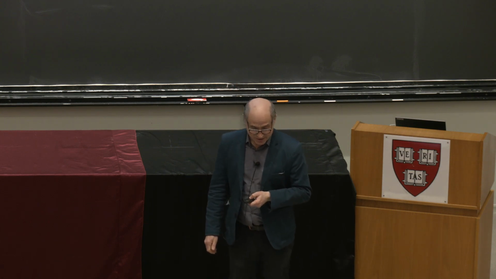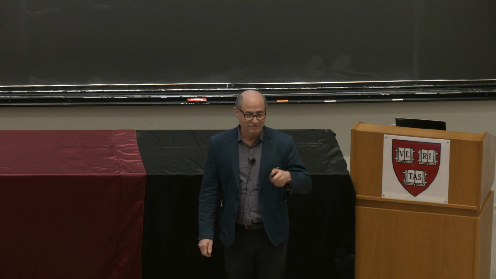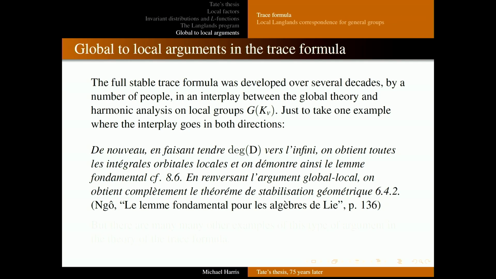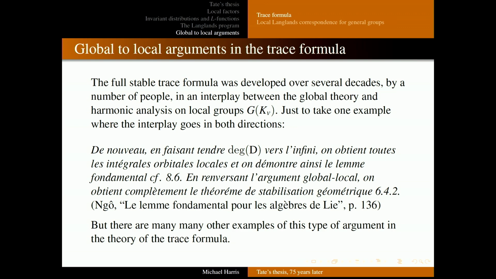It says you get your information about the local orbital integrals by a global argument, and then you turn it around and you get the complete stabilization of the global term. So you can't separate the two. But there are many other examples of this type of argument in the theory of the trace formula.